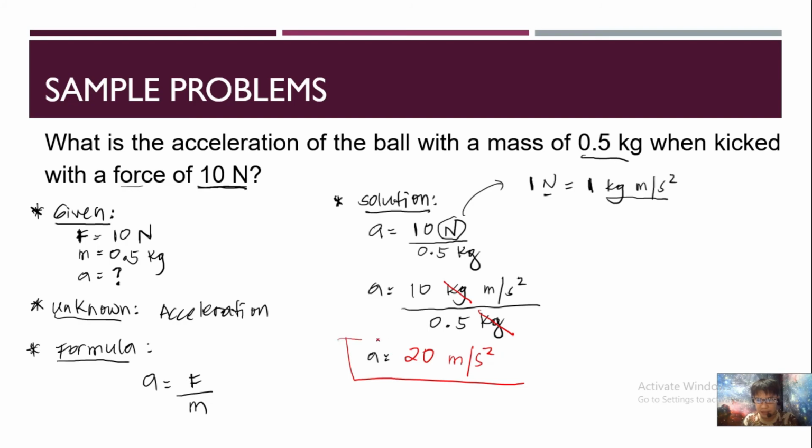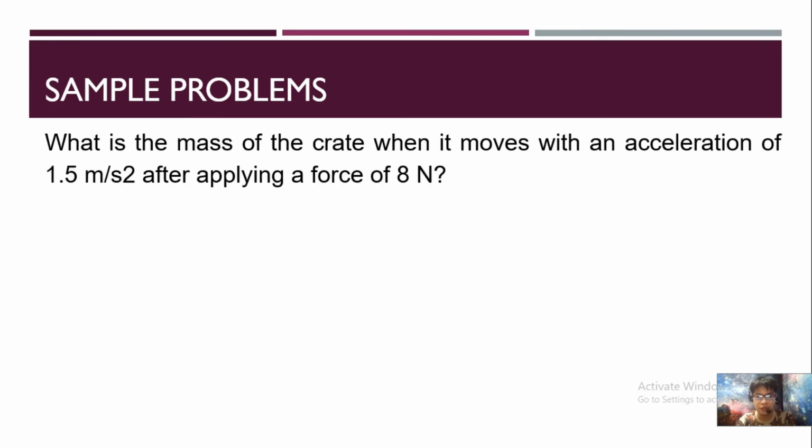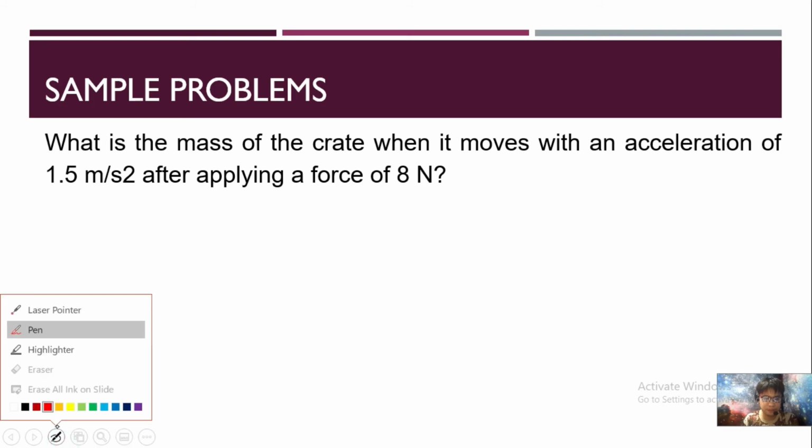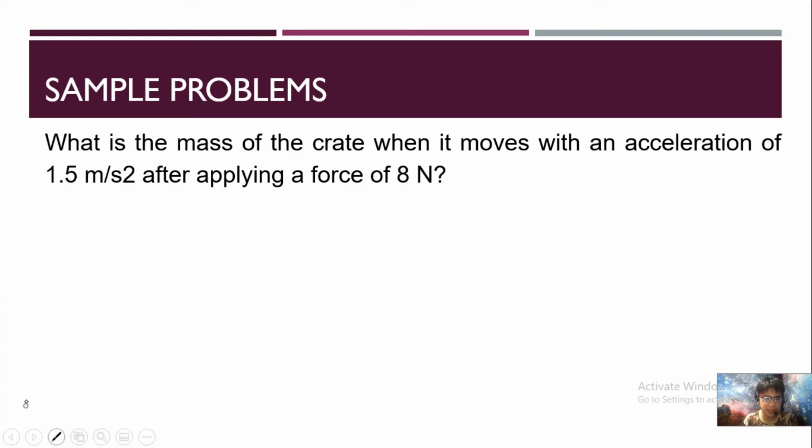Okay? Now, next, let's continue with sample problem number 2. What is the mass of the crate when it moves with an acceleration of 1.5 meters per second squared after applying a force of 8 newtons? So, let's identify again the given. Let's start with the given. Write F, M, and A. So, let's start with force. So, force is 8 newtons.